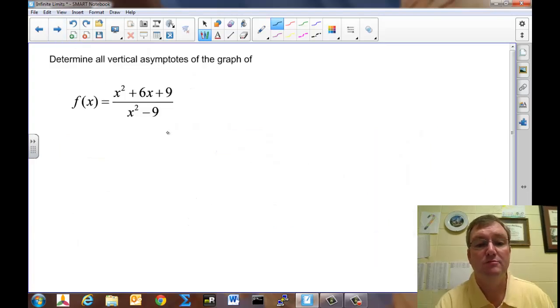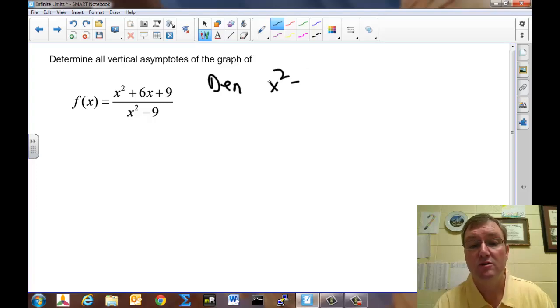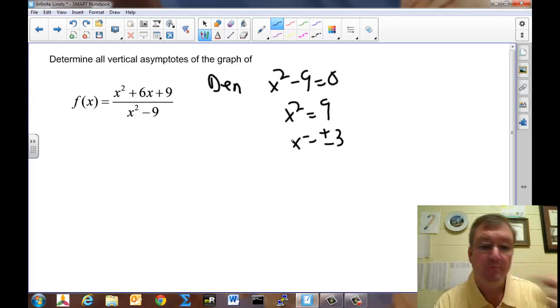Determine the vertical asymptotes of the graph. Vertical asymptotes mean denominator equals 0. So that's simply what we want to do. When is the denominator equal to 0? When is x squared minus 9 equal to 0? That occurs when x squared is 9. So x is positive or negative 3. There's really not any calculus to do there except to realize that this also tells us that the limit at 3 and -3 is either going to be infinity or negative infinity. And it may be infinity on one side and negative infinity on another.